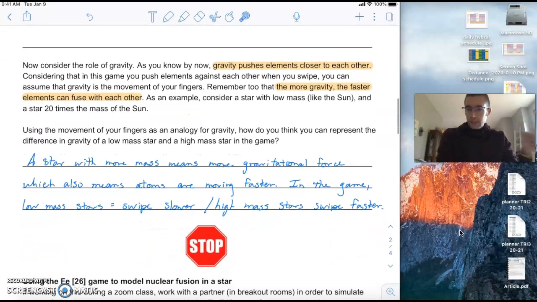Now, one thing that's important to think about, and you had to really think about this when playing the second part of this game, was the idea that not all stars have the same amount of mass. How does the amount of mass inside of a star impact the fusion, and what the star can make, and how fast it makes it, and all that kind of thing?